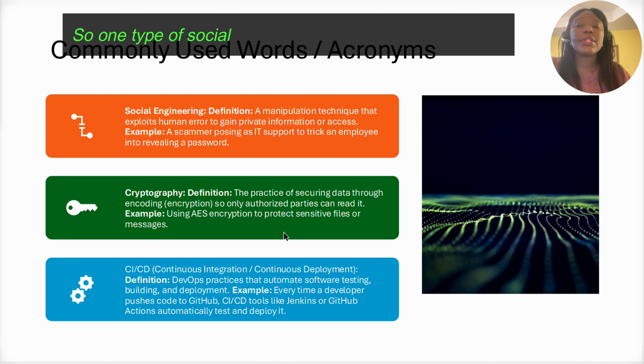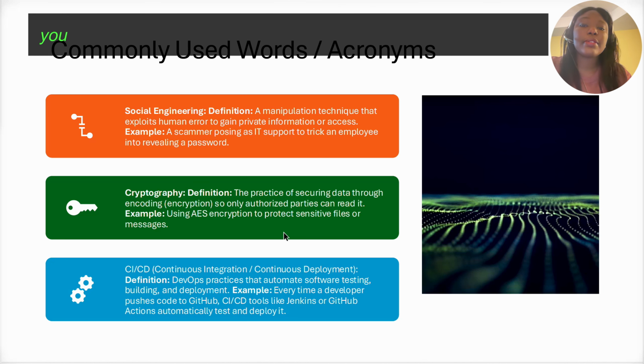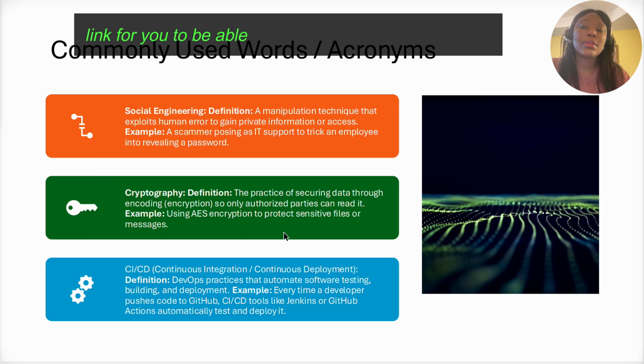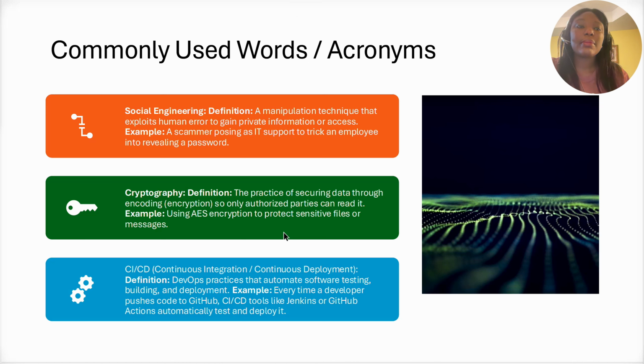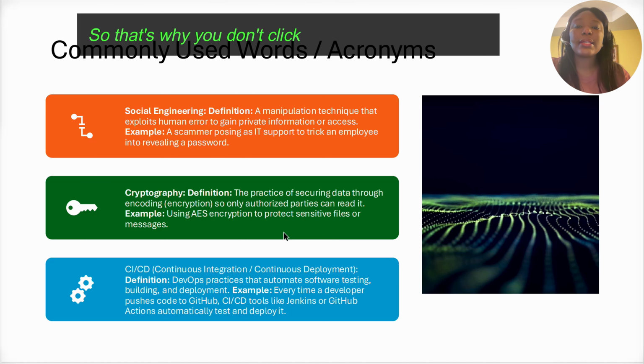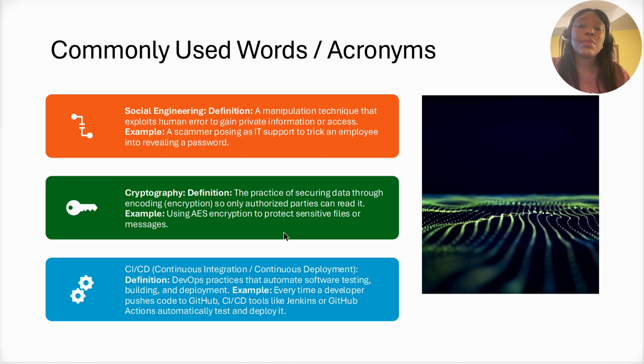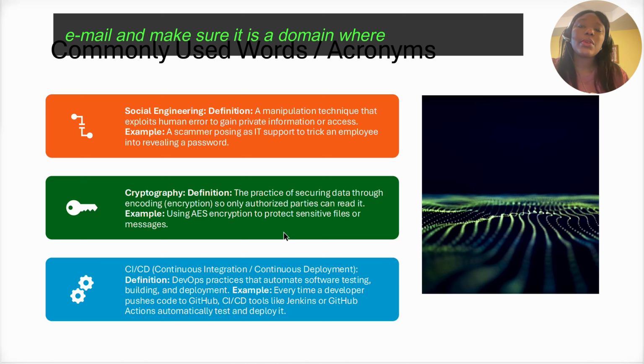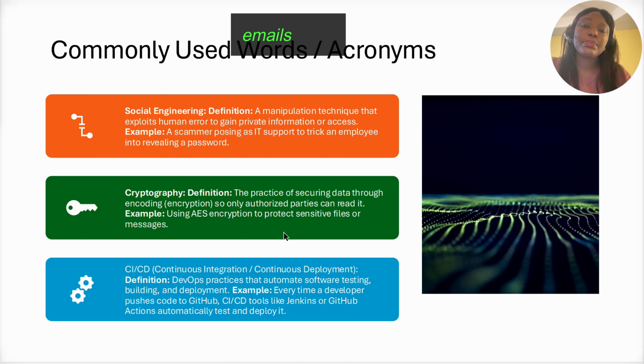So one type of social engineering attack we have is when you receive phishing emails and you're asked to click on the link for you to be able to do something or to be able to dispute something. So that's why you don't click on links in an email that you don't trust the domain or you don't know. You always want to look at the domain of the email and make sure it is a domain where you expect such email to come from.